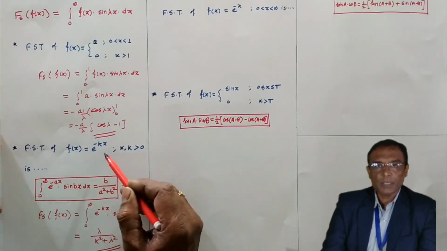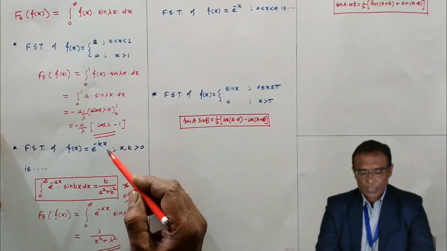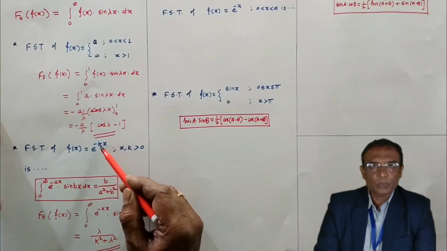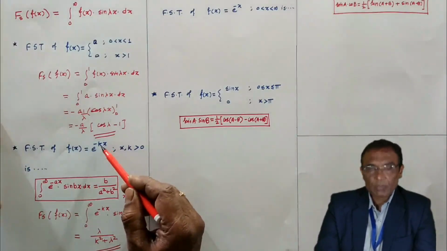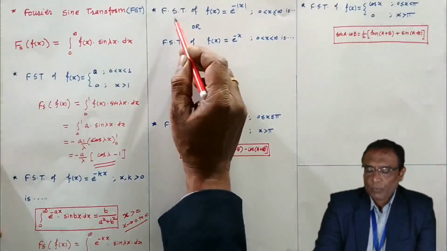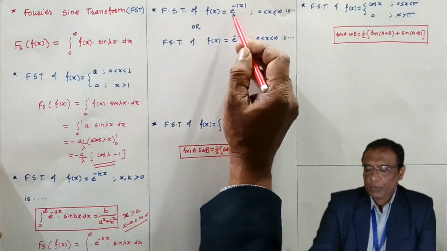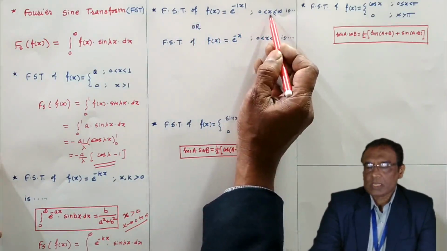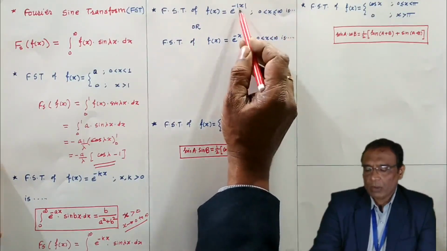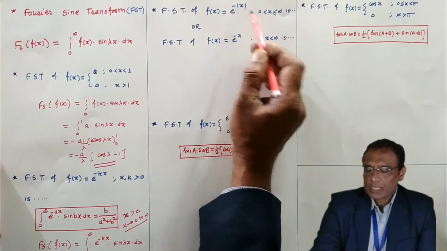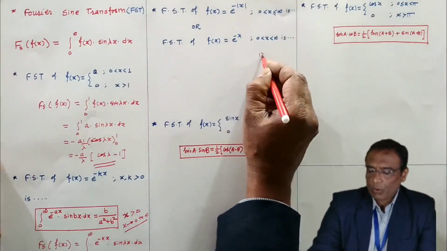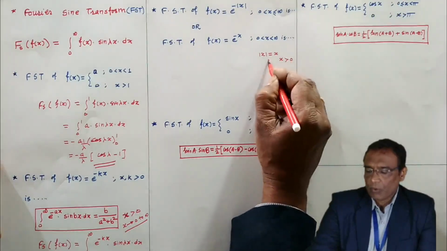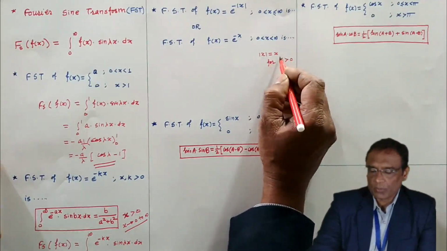In a single step, we have solved this problem: the Fourier sine transform of e to the power minus kx. In examination, this k may be replaced by any other fixed constant, like 1, 2, 3, 4, 5 and so on, even a fraction also. Now, the Fourier sine transform of f(x) equal to e to the power minus mod x for 0 less than x less than infinity. As all of us know, mod of x is positive for x greater than 0.